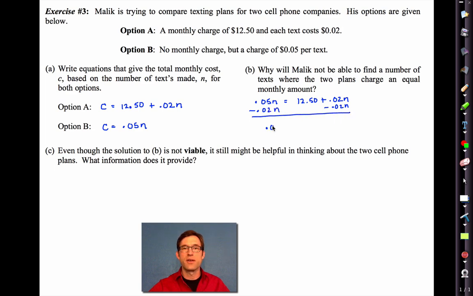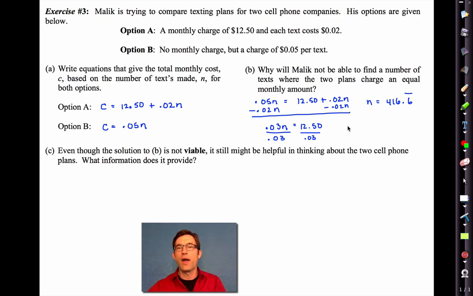Just watch your arithmetic here. I know the decimals can be confusing, but 0.05 minus 0.02 is 0.03. All right, and again, you've got your calculator. And what we find when we do $12.50 divided by 0.03 is 416.6 repeated. Now let's think about that. Why is that not kosher? Why is that not okay?